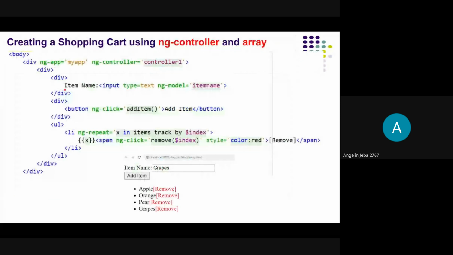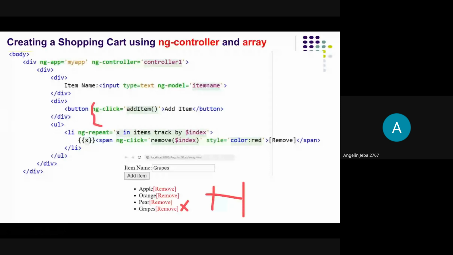So here consider a button ng-click on add item. What it will do? It will add grapes and remove it from here. If you want to remove grapes, we can remove. If you want to add grapes, the value will be indexed by one more, that is, it can be added by plus one. So this is the syntax for writing it.